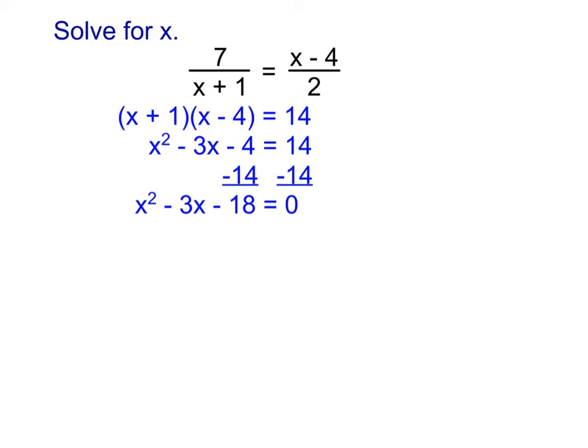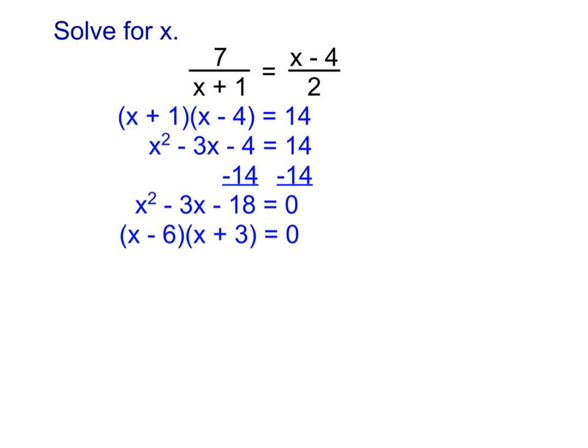Now that I've done that, I have multiple methods I could use to solve it from here, but I always do like to start with factoring. Is that one factorable? Yes, it is factorable. And in fact, that's going to be probably your fastest and easiest method to do it. Because in order to factor this, I'd say what two numbers add to negative 3 and multiply to negative 18? And that's negative 6 and positive 3.